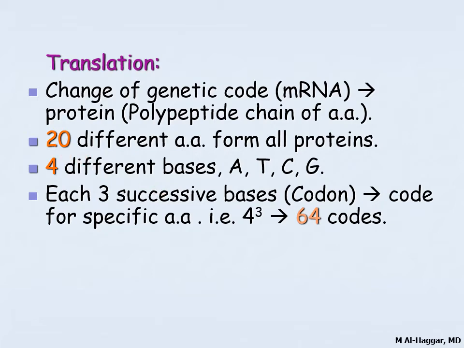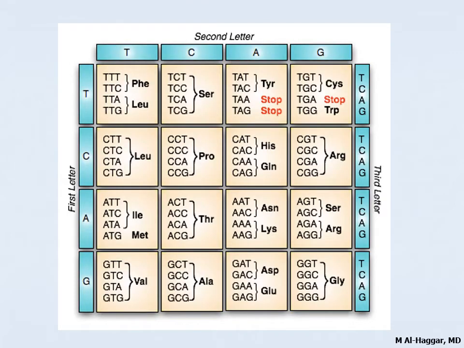So how can we solve this? If you look at this table, you can see the different codes of these 4 bases. For the first letter, it may be 1 of 4, the second letter 1 of 4, and the third letter 1 of 4.